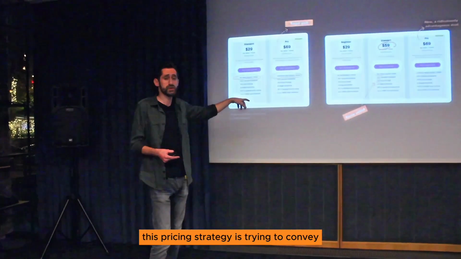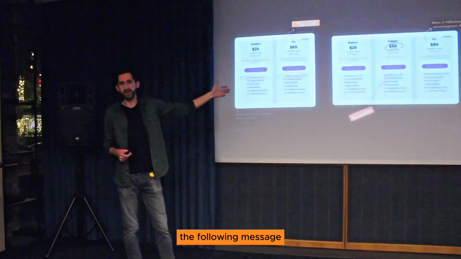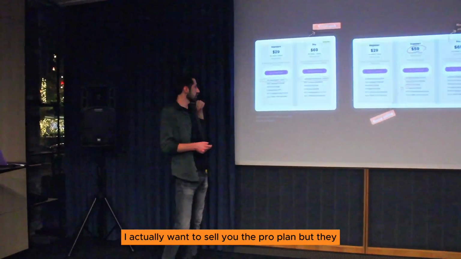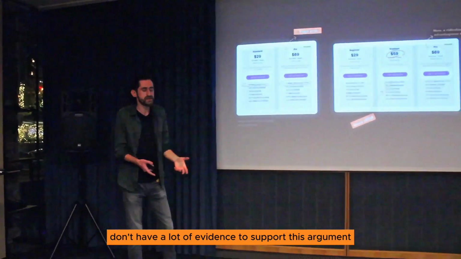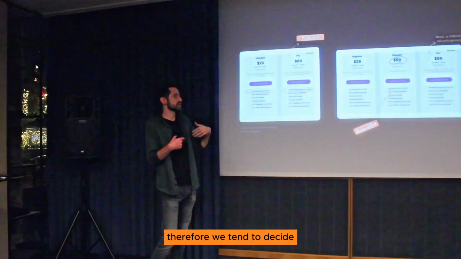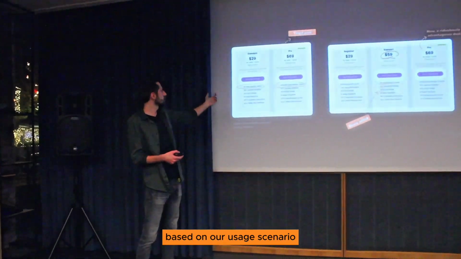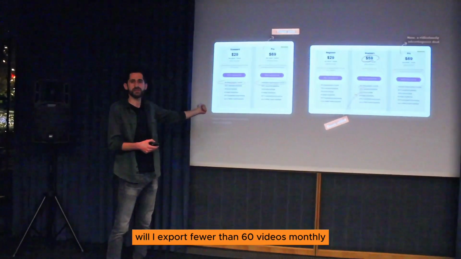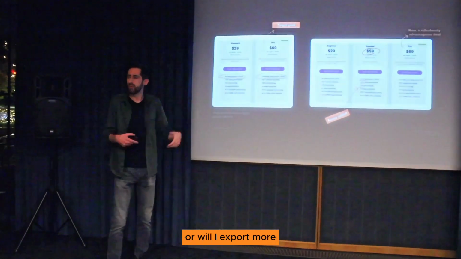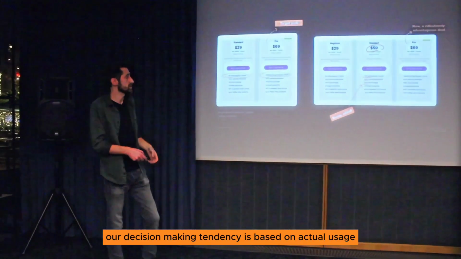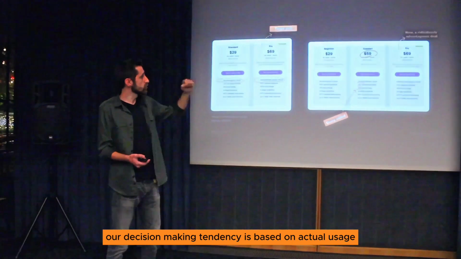This pricing strategy is trying to convey the following message: I actually want to sell you the Pro plan, but they don't have a lot of evidence to support this argument. Therefore, we tend to decide based on our usage scenario. Will I export fewer than 60 videos monthly, or will I export more? In other words, our decision-making tendency is based on actual usage.